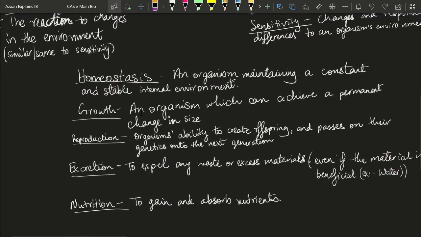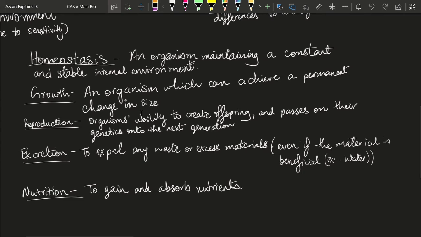So let's look at the similarities. Homeostasis is nothing but keeping a constant, stable internal environment.